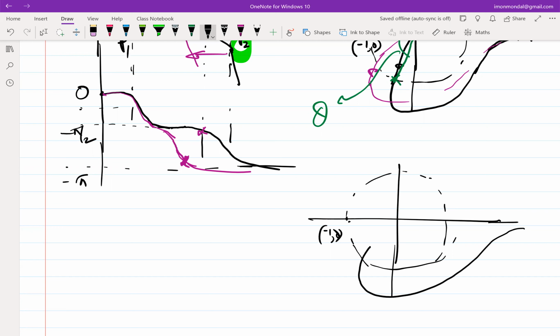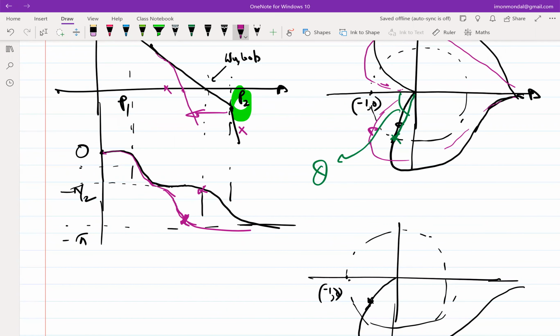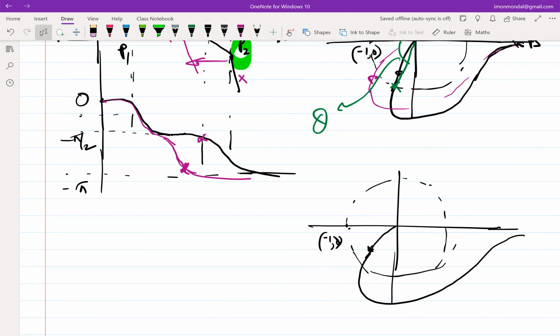So let's say P2 is somewhere here. Okay, so then you go like this. Let's say I have another pole which is beyond P2. Let's say I have another pole here. So how will that pole affect this Nyquist plot?